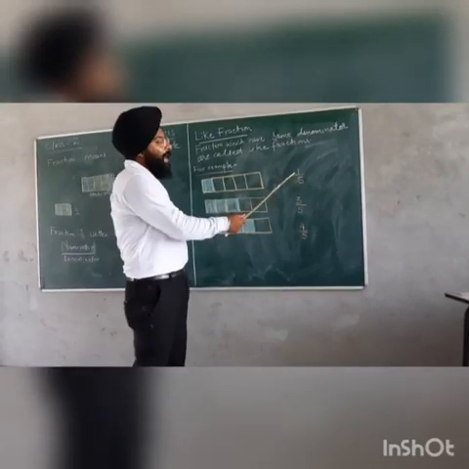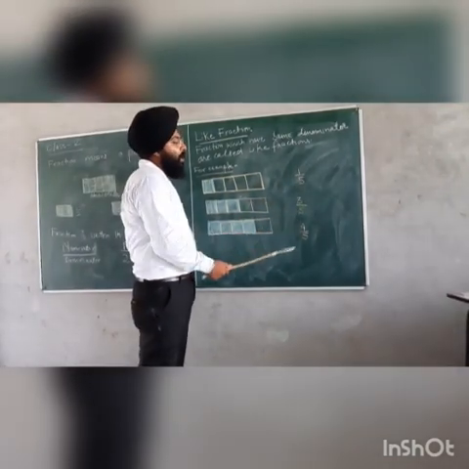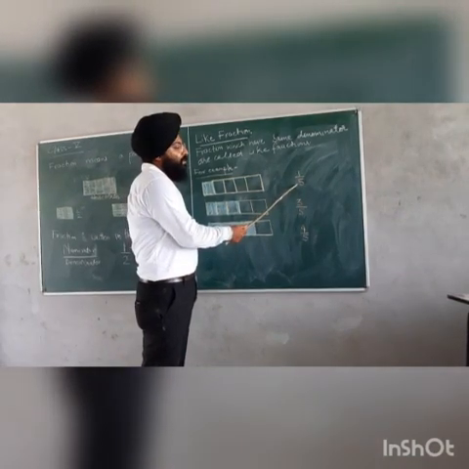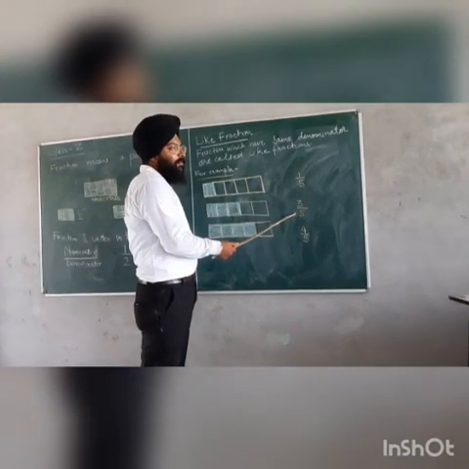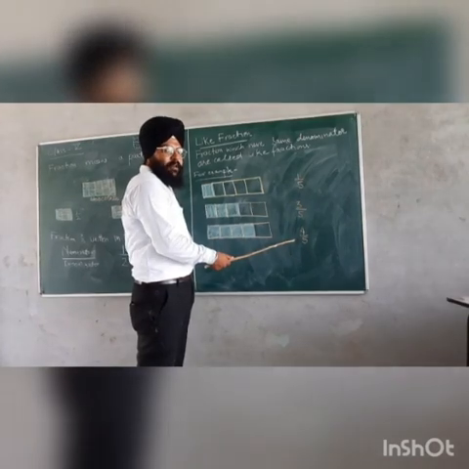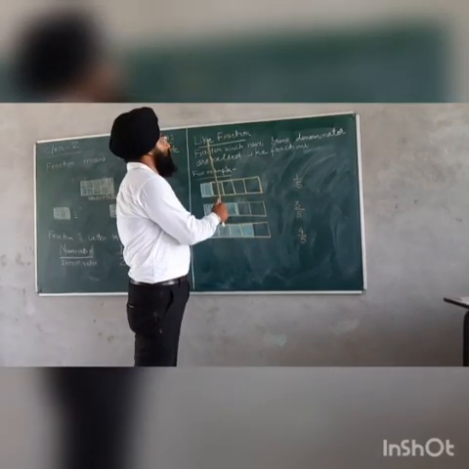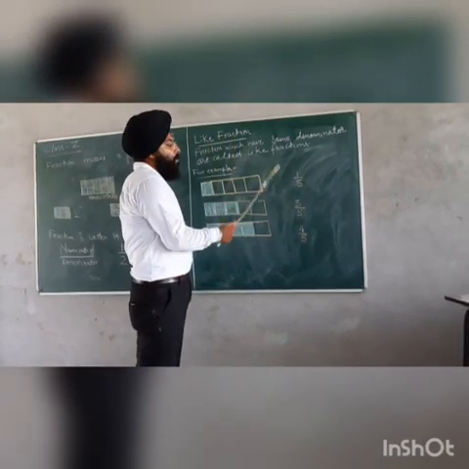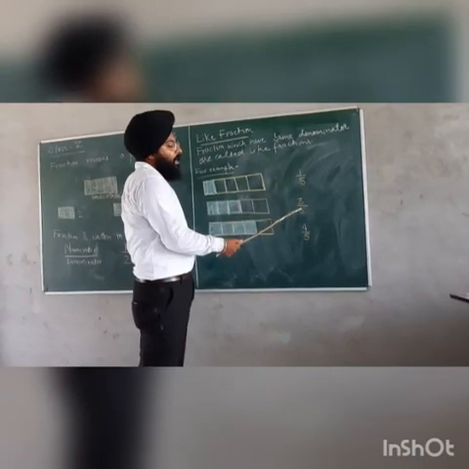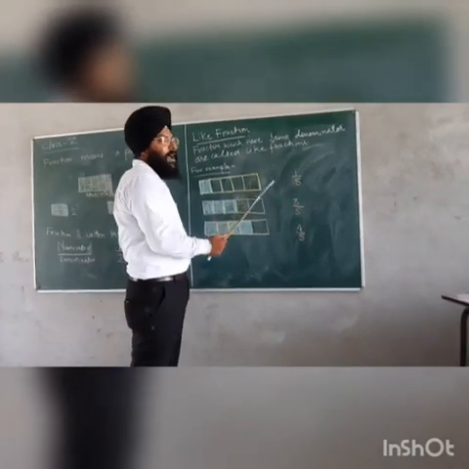So these all fractions have the same denominator. The denominator of the first fraction is 5, the second fraction is 5 and the third fraction is 5. So these fractions are known as like fractions because they have the same denominator 5.